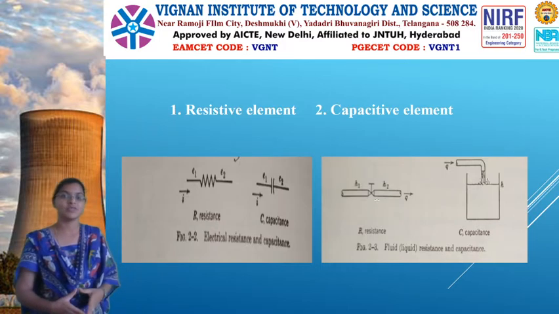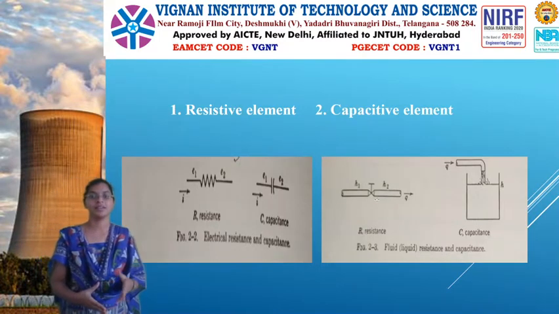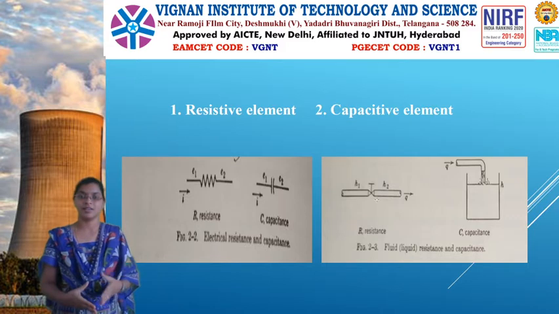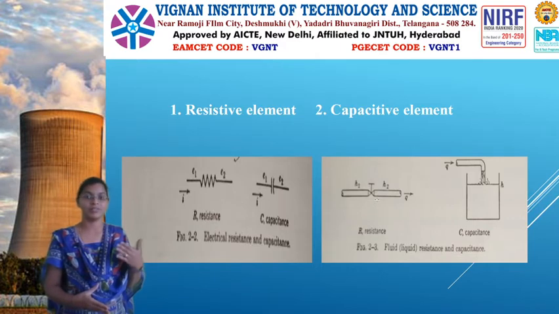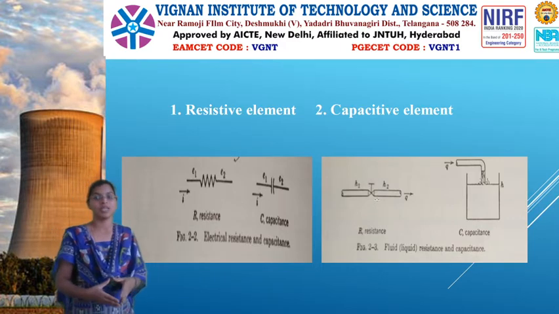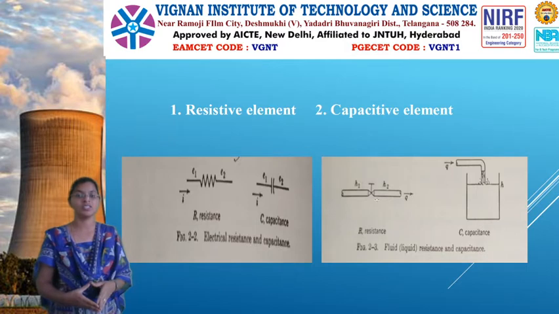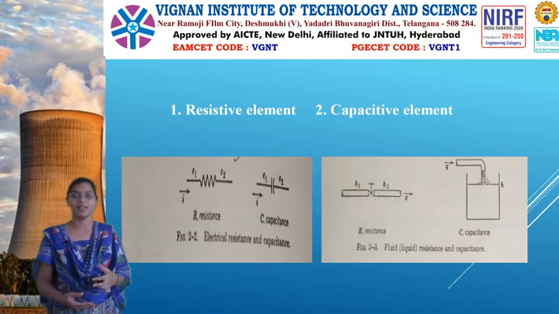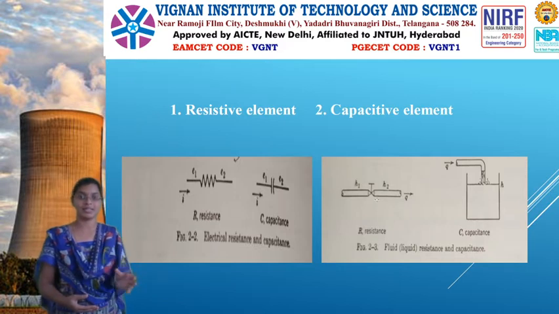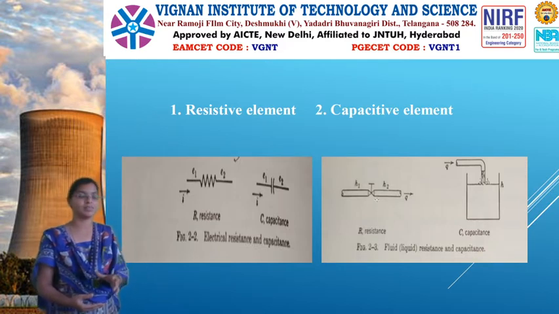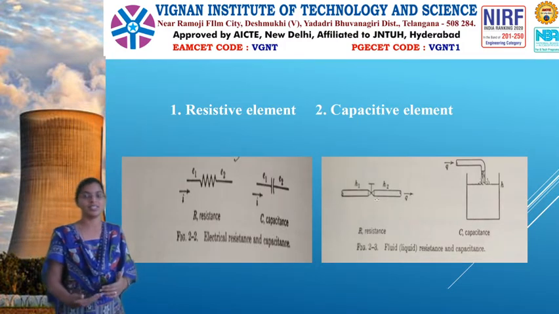In previous classes we finished different topics like self-regulation, servo operation, self-regulating systems, the different process dynamics elements, and different process variables. Now in today's session, we will see how these elements affect the different processes and how we relate them to electrical systems.